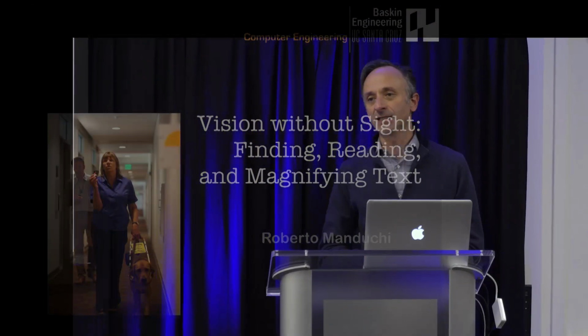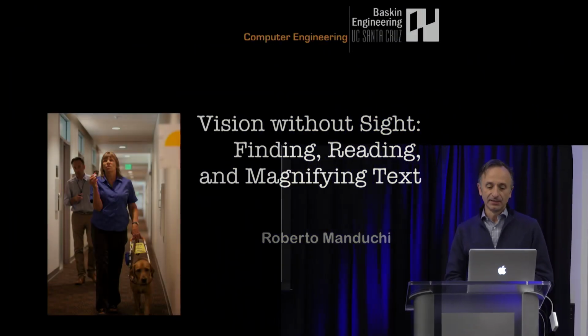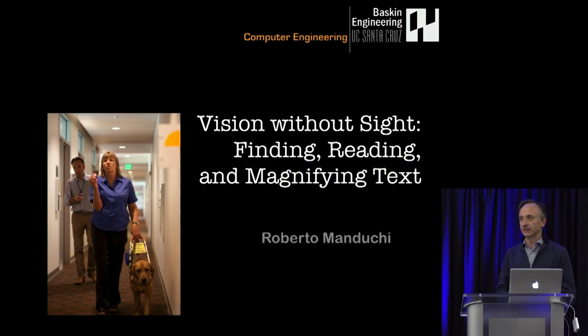The title of my talk is Visual Without Sight: Finding, Reading, and Magnifying Text. I and my students work on access technology for people who cannot see or cannot see well. My lab is actually called the Computer Vision Lab, and that's because most of the technology we do is computer vision and AI. But in fact, we use a lot of other types of sensors and technology.